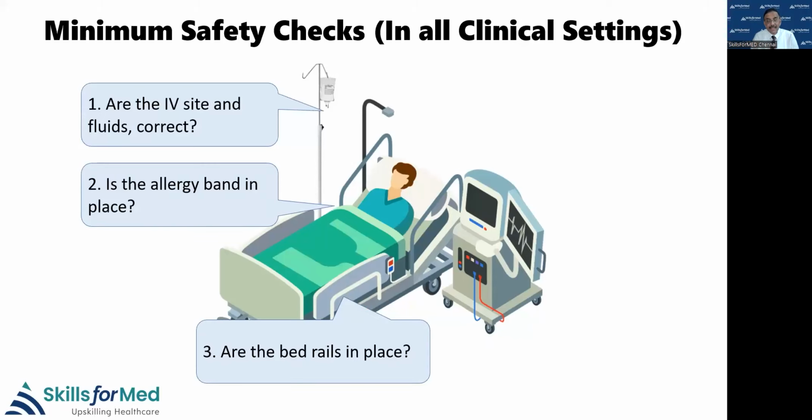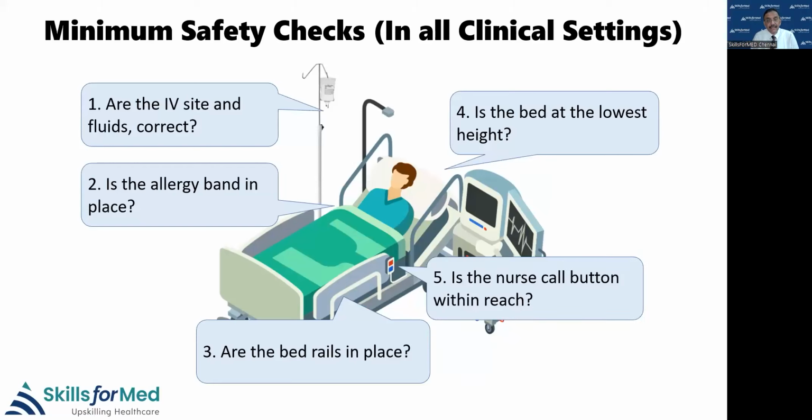Are the bed rails again raised? And is the bed at the lowest height? And is the nurse call button within reach? Not only the nurse call button, whatever the patient needs, maybe the spectacles or hearing aid or newspaper, water, make sure it is closer to the patient so that the patient doesn't need to get out of the bed, and thereby you will decrease the incidence of falls. So these are the 5 minimum safety checks, and this has to be done after you finish the handing over.